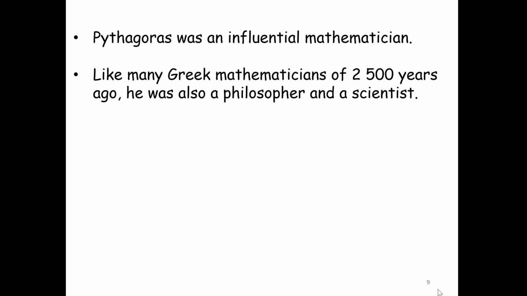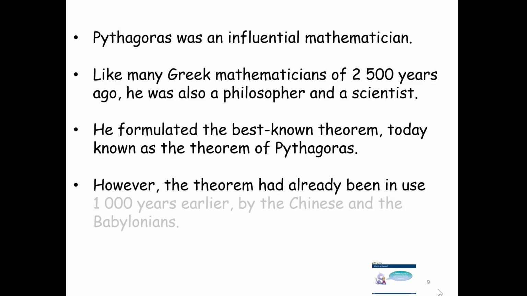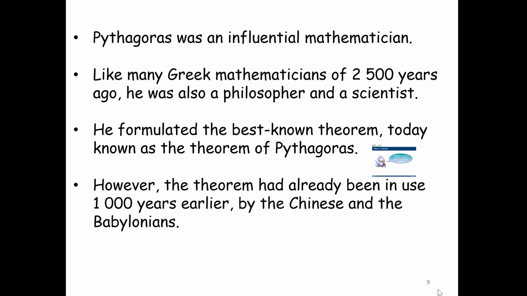Pythagoras was an influential mathematician. Like many Greek mathematicians of 2,500 years ago, he was also a philosopher and a scientist. He formulated the best-known theorem, today known as the theorem of Pythagoras. However, the theorem had already been in use 1,000 years earlier by the Chinese and the Babylonians.